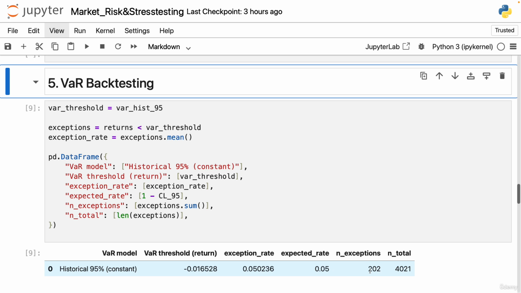Having validated the basic frequency behavior of our VaR model, we will now move beyond threshold-based risk measures. In the next section, we'll explicitly analyze tail risk, focusing on what happens when losses extend far beyond the VaR cutoff.